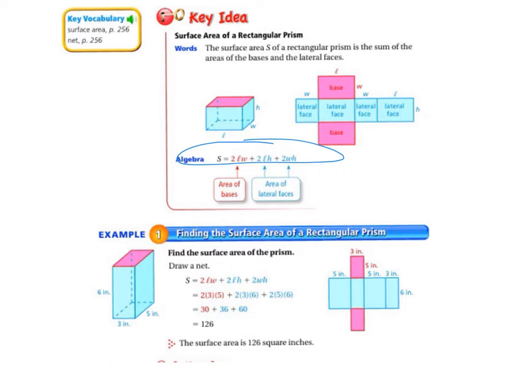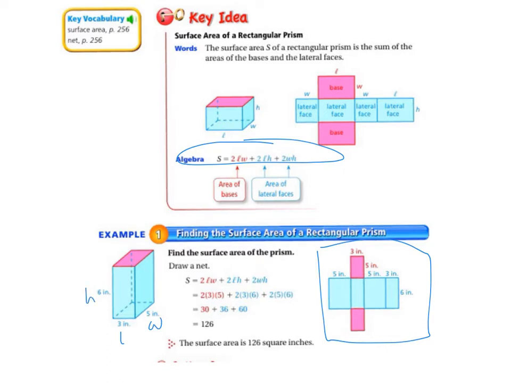Example 1, finding the surface area of a rectangular prism. Find the surface area of the prism. Draw a net, so the book has done that for us. S equals 2 times length times width plus 2 times length times height plus 2 times width times height. There's our formula. And so we're going to fill in those measurements. So the length is 3, and the width is 5, and the height is 6.